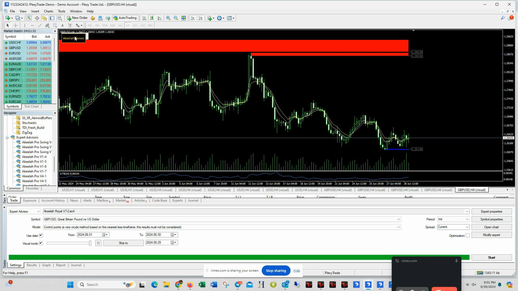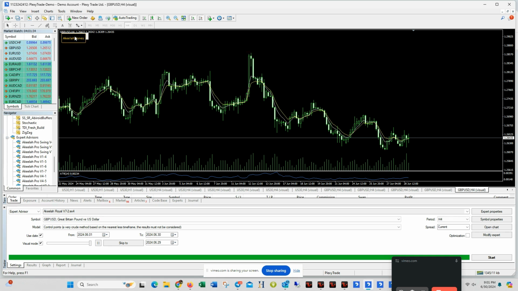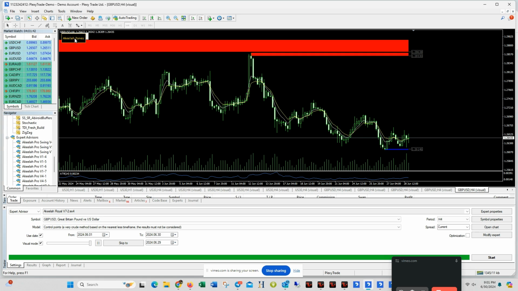As I look at that, I'm able to turn these zones on and off, and it's pretty much just going to show me high probability support zones and high probability resistance zones. It has the ability to do that regardless of the time frame. So we're going to run this strategy on the 4-hour time frame. The time period I'm going to use is from June 1st to June 30th, so that'll be pretty much the whole month of June.